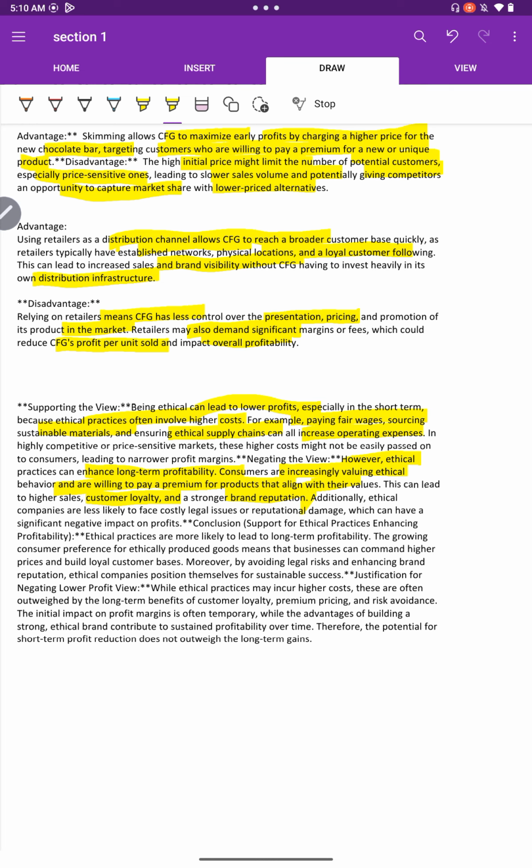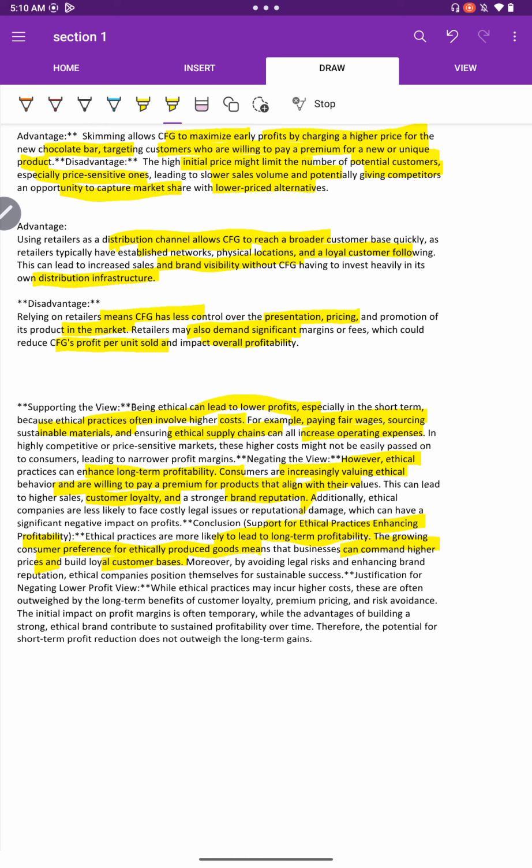Now, conclusion. Support for ethical practices. If I am supporting ethical practices and it is also increasing profitability, I would write this: ethical practices are more likely to lead to long-term profitability. The growing consumer preference for ethical products means that businesses can command higher prices and build a loyal customer base.